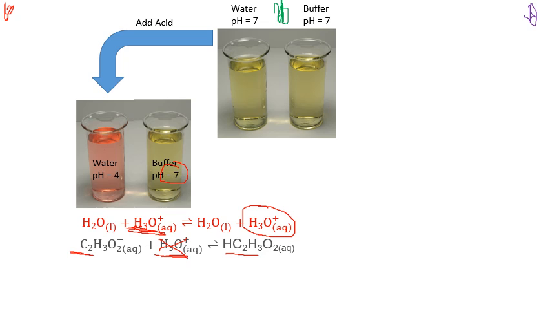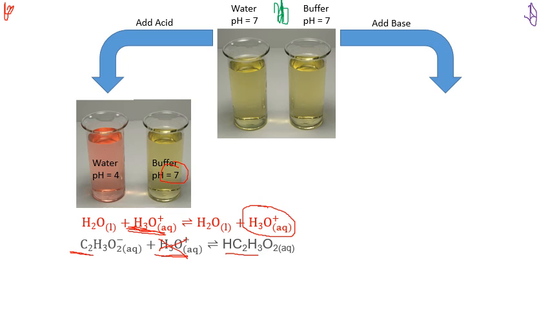So if I lived near a lake, and I was worried about acid getting into the lake and affecting the system, if the lake was buffered, the pH of the lake wouldn't change. It would stay at 7, versus the lake going down to pH 4 when that acid got dumped in. And this works for bases as well.